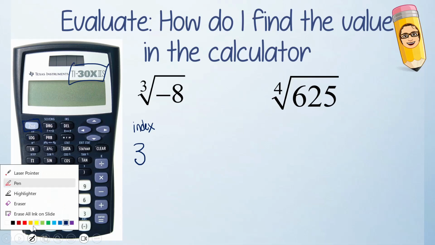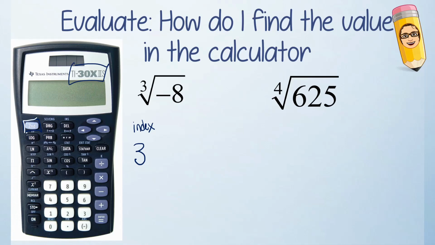Oh, I'm going to change my color here so you guys can actually see it. You're going to push the second button, and then you're going to push the caret key right there. And what you should get up there on your calculator is x square root. This x is what's going to be giving you that 3 as an index. And then inside, we're going to put parenthesis, -8, parenthesis. If we do that, we should get a value of -2.